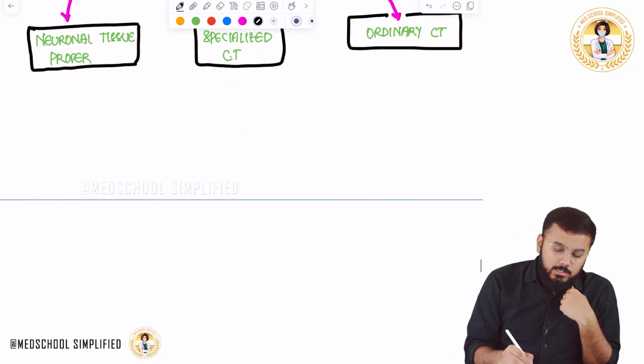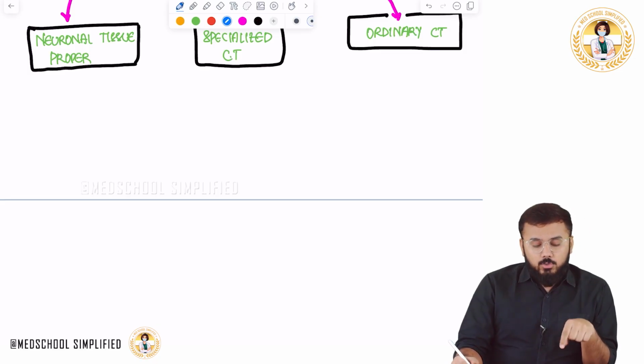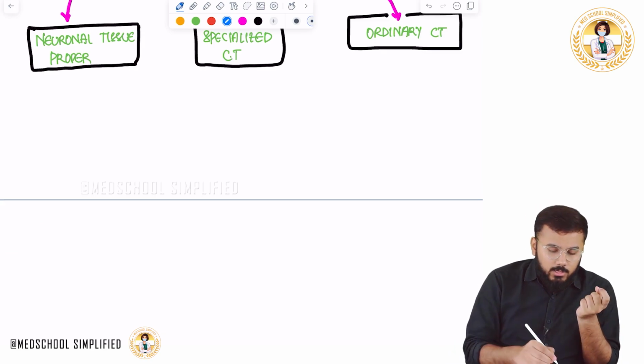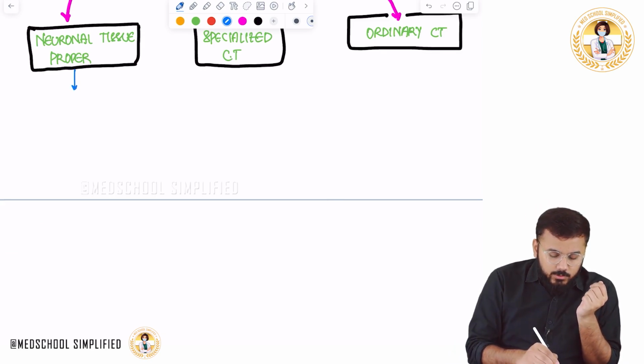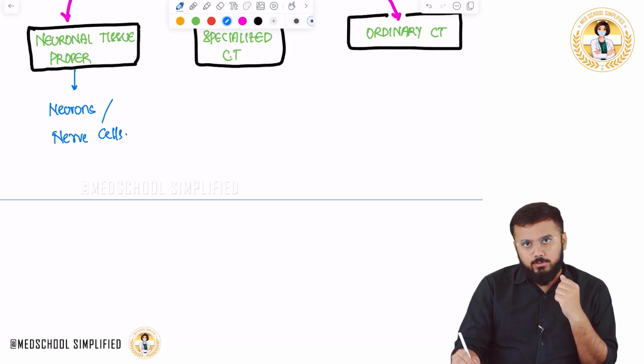First, let us discuss this neuronal tissue proper. This neuronal tissue is what has your nerve cells. This is a tissue which has neurons. What is the other name for neurons? Neurons are also called nerve cells. Neurons or nerve cells are present within this neuronal tissue.